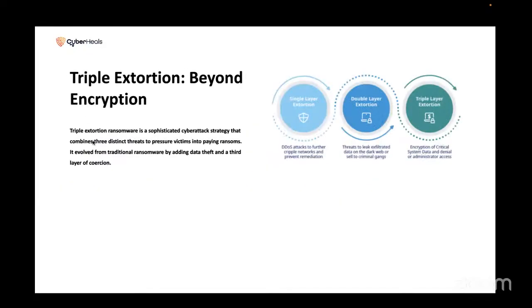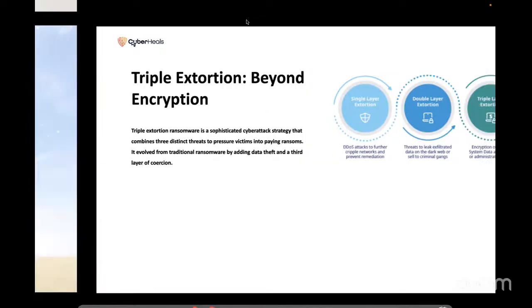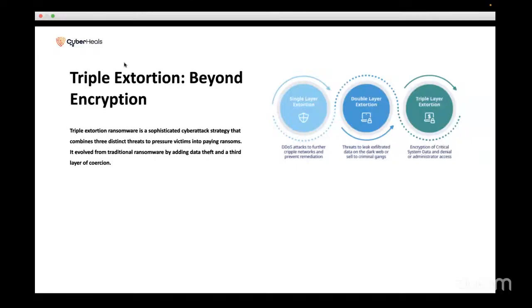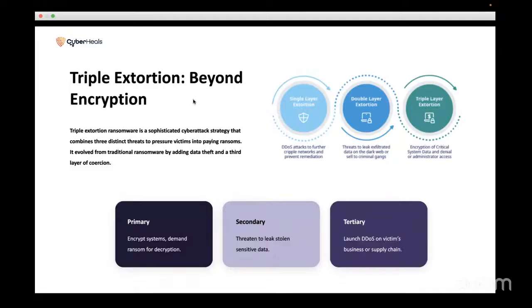And triple extortion: beyond encryption, they have a sophisticated cyber attack strategy. So they ask you to pay, and they also take your data, and they also blackmail you, right? Once they take your data, they say, okay, you stay, don't do anything. Since I already have your data, if you don't pay, I will expose you. Blackmailing. It's called coercion. Yeah, coercion. Primary, secondary, and tertiary: launch a DDoS attack on the victim. Business check.